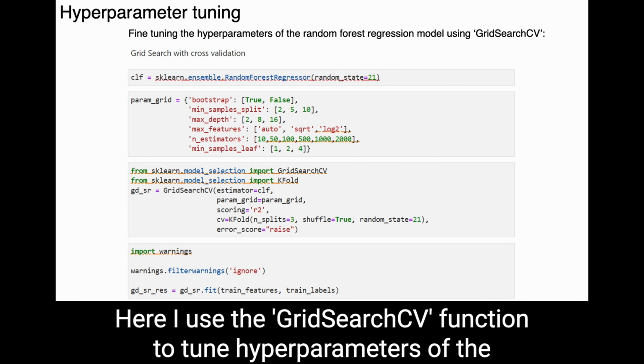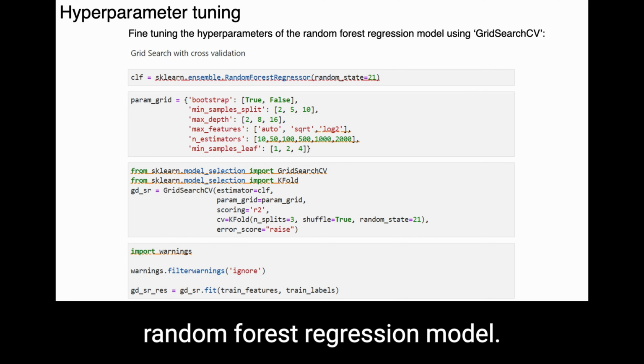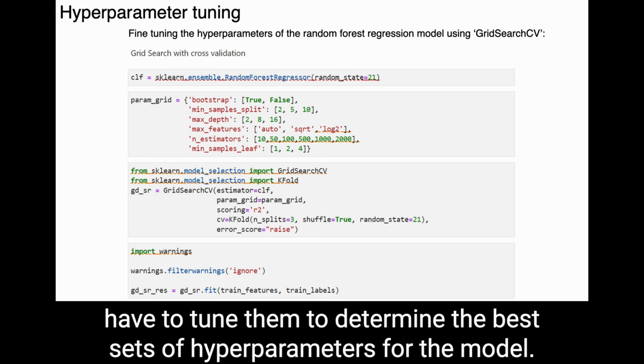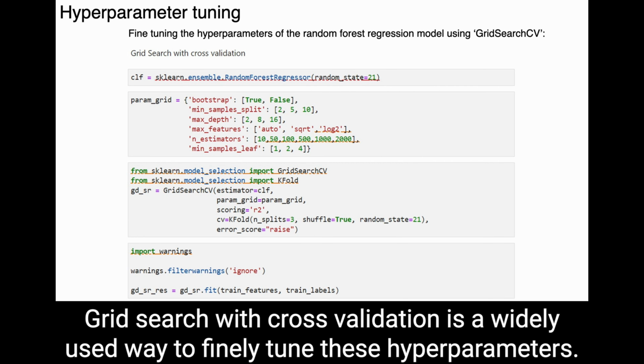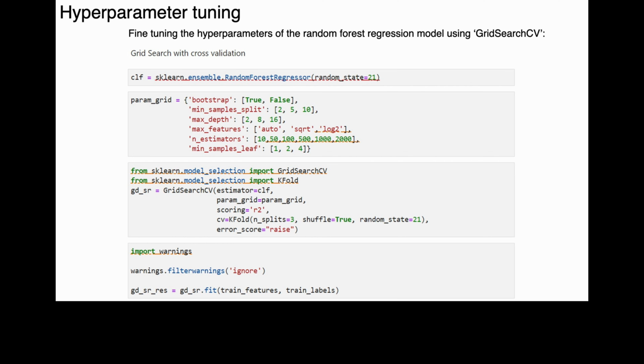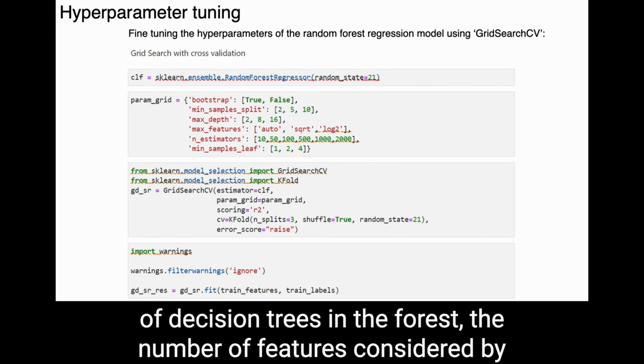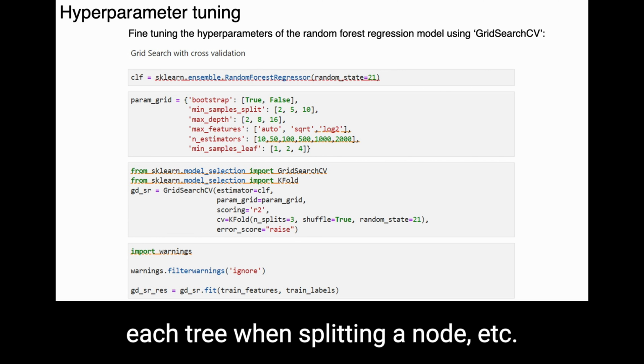Here, I use the grid search CV function to tune hyperparameters of the random forest regression model. Hyperparameters are parameters that are not directly learned within the data, so we have to tune them to determine the best sets of hyperparameters for the model. Grid search with cross-validation is a widely used way to finely tune these hyperparameters. In this case of a random forest regressor, hyperparameters include the number of decision trees in the forest, the number of features considered by each tree when splitting a node, etc.